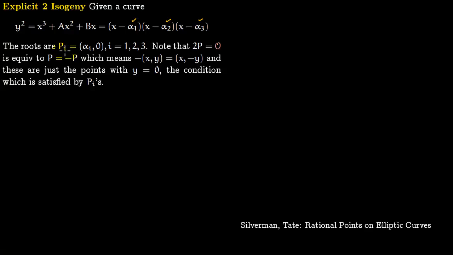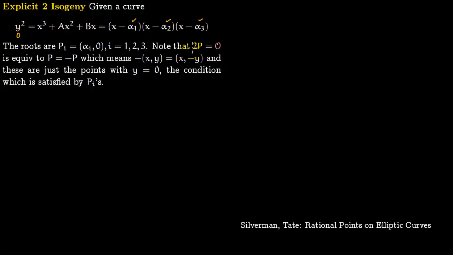The roots you write as points (αi, 0) for i = 1, 2, 3. So for 1 you have α1, for 2 you have α2, and for 3 you have α3. Obviously, once you plug in α1 for x, you will get 0 because these are the roots. If you plug in x = α2, this term will become 0, so you again get y² as 0.